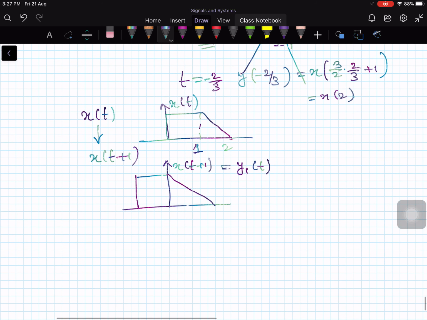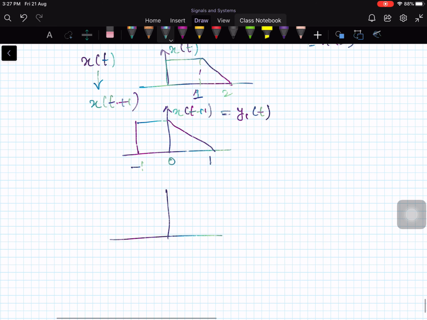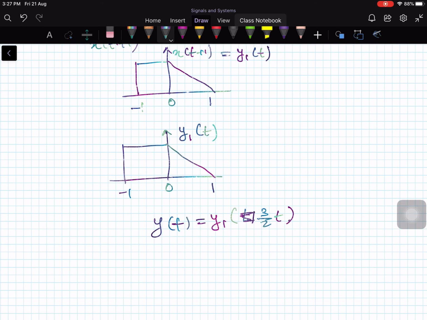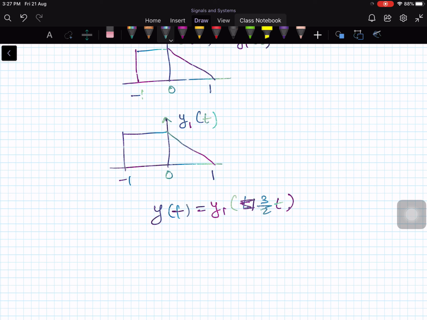Now what will I do? I will replace y1 of t in the time scale axis, like this is -1, 0 and this is 1. Let me draw this picture again. So this is y1 of t, -1, 0, plus 1. Now let me find out y of t is equal to y1 of 3 by 2 t. If you do this exercise, then you will get it. Now you can substitute t equal to 0, t equal to -1, t equal to -2, and you will get the values.